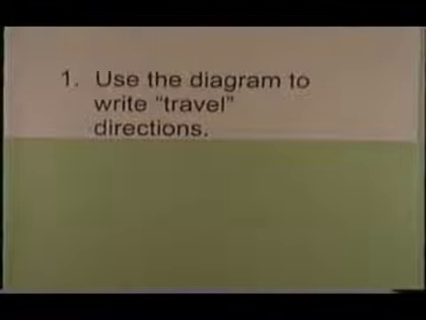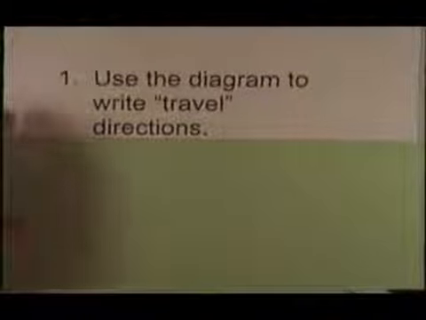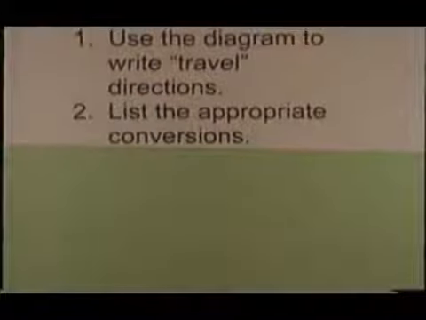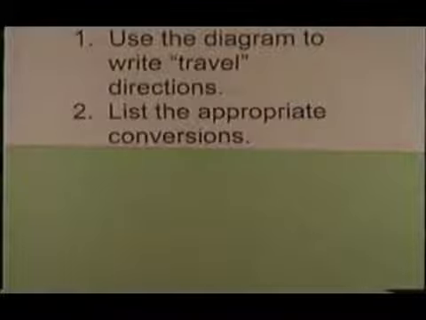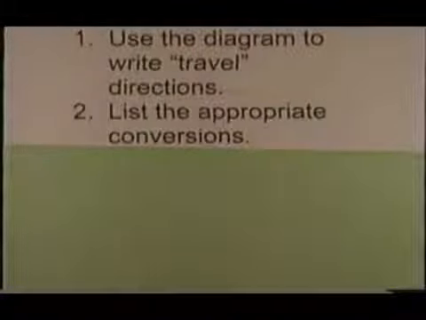The first step is going to be to use a diagram to write our travel directions. For example, if we needed to go from hectometers to centimeters, we would go from hectometers to meters, and then meters to centimeters. The next step would be to list those conversion facts. So we would need to list the number of hectometers equal to the number of meters, and the number of meters equal to the appropriate number of centimeters. So we just need to list our conversions that we're about to use.